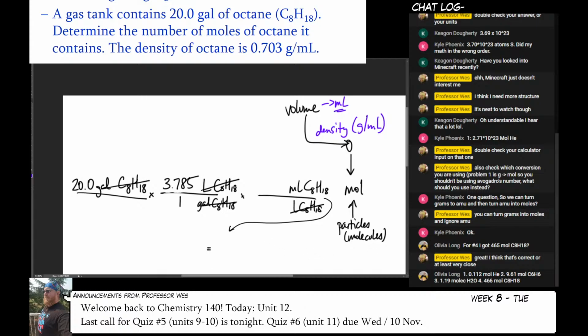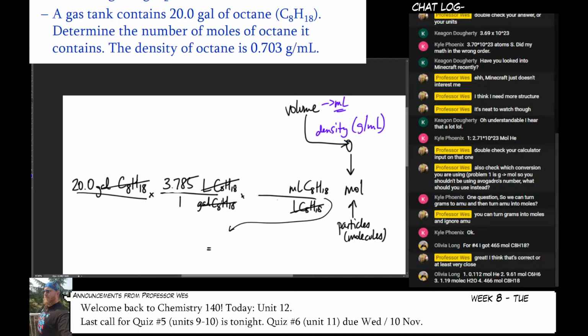So be careful on Google. I typed in 1 gallon to liters, and it gave me the wrong units because it wasn't using the US liquid gallon. So be mindful of that, because that's an issue that could come up.